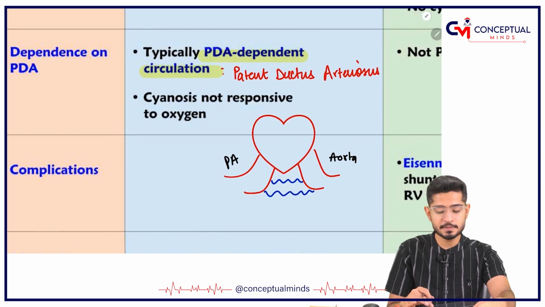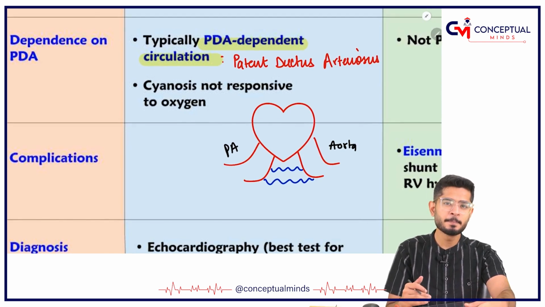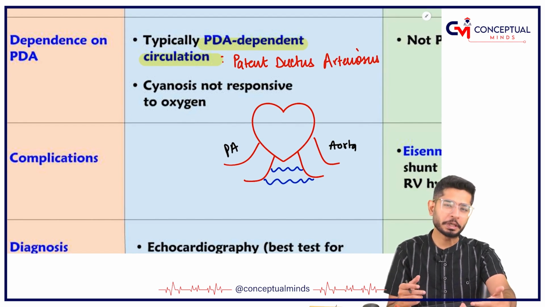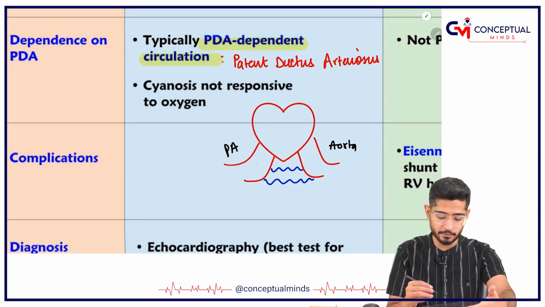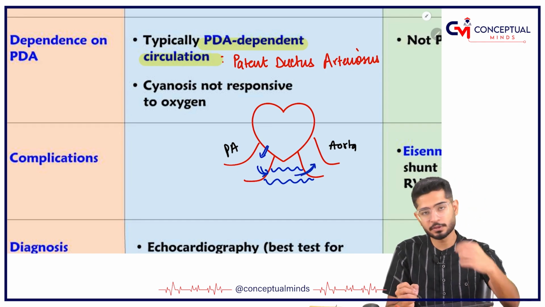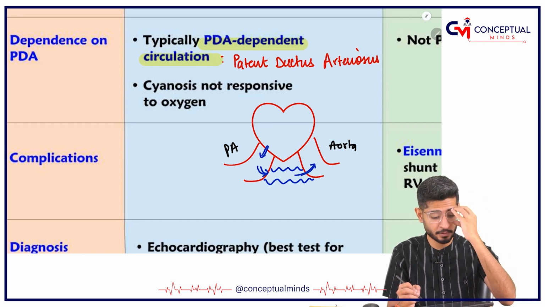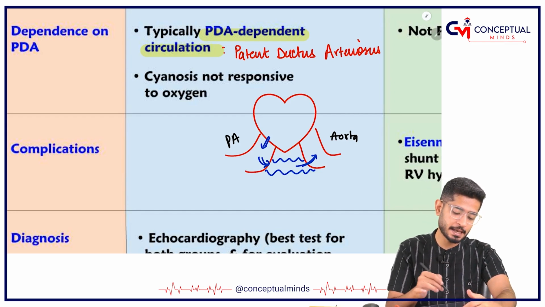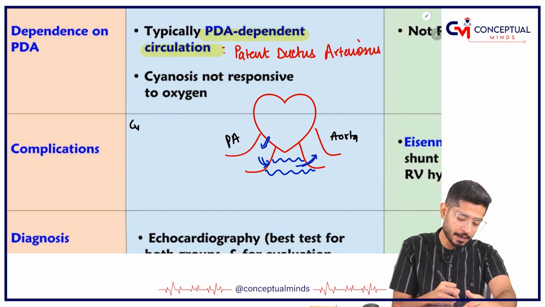Because what happens in fetal life is that there is no need for pulmonary circulation, because the lungs are not developed. So all the blood which enters here is going to get transferred into the aorta. Okay. So what happens when a child has a cyanotic heart disease?